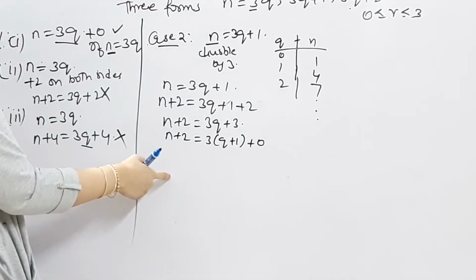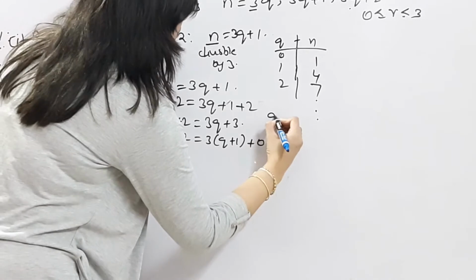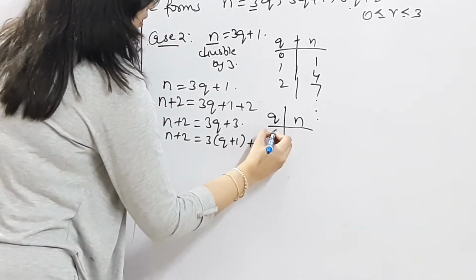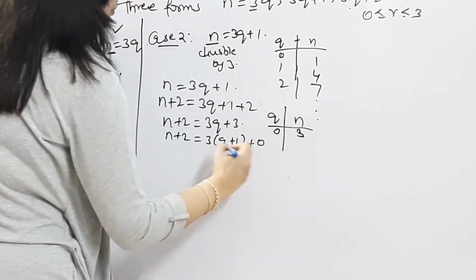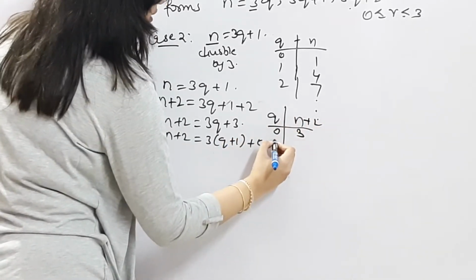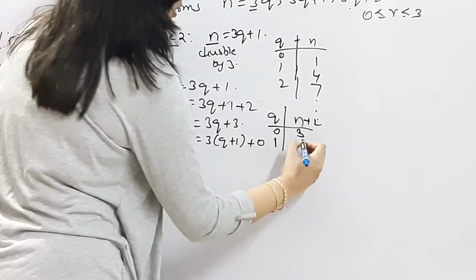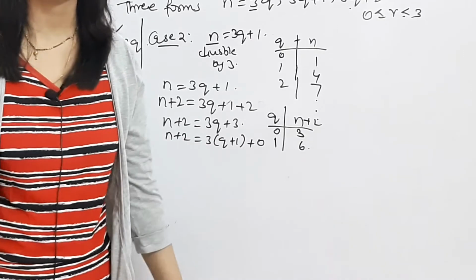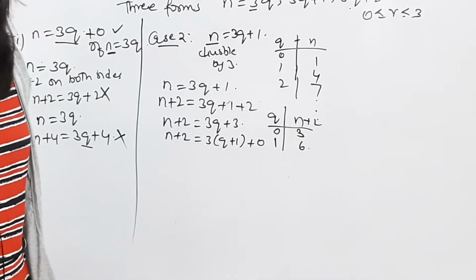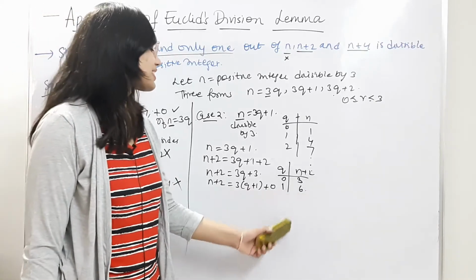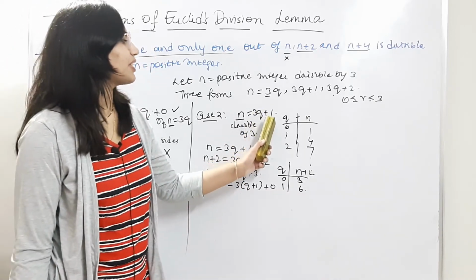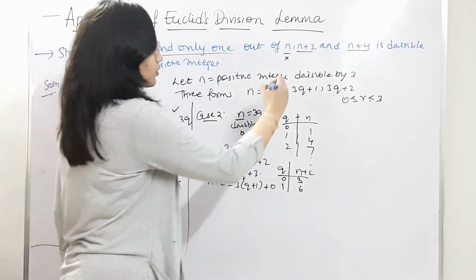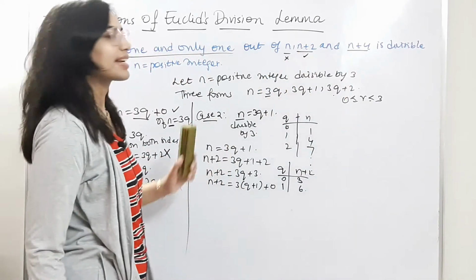Yes. So if you take the same possibilities as q and n plus 2 here, if you take q as 0, we get n as 1 and n plus 2 as 3. If you take q as 1, we get n plus 2 as 6. So here we are getting multiples of 3. That means n plus 2 is divisible by 3 whenever n is in the form of 3q plus 1. So this is satisfied in our case 2.